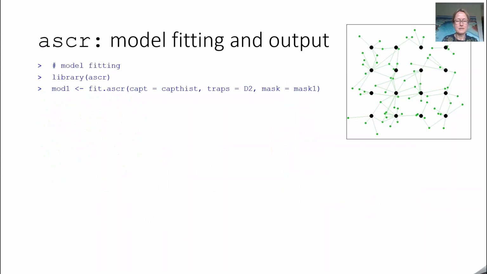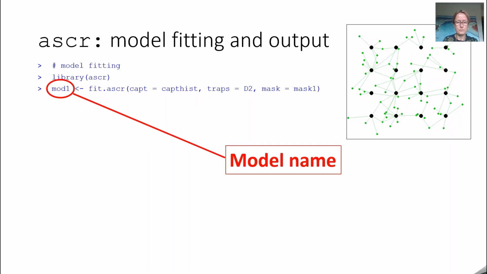We'll now have a look at how we can fit a spatial capture-recapture model with functions from the ASCR package in R. We use the function fit.ascr to fit the model. This function requires various objects as input, which we'll talk about in the next lecture in detail. For now, we just fit the model and see what the model output is.